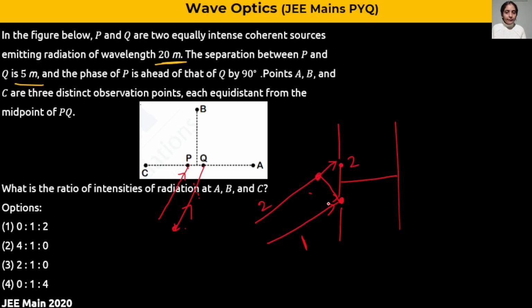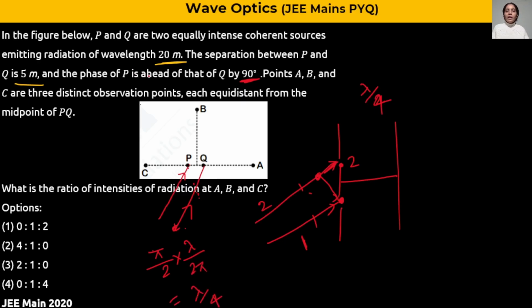So we can clearly see that there is path difference between these two lights before striking the slit. Okay, and this path difference is equal to this one. In the question it is said that phase of P is ahead of that of Q by 90 degree. So basically P is striking before, so Q is behind by what distance? That is your lambda by 4, because pi by 2, इसको आप length में convert कर लो. So pi by 2 into lambda by 2 pi. So this will become equal to lambda by 4.